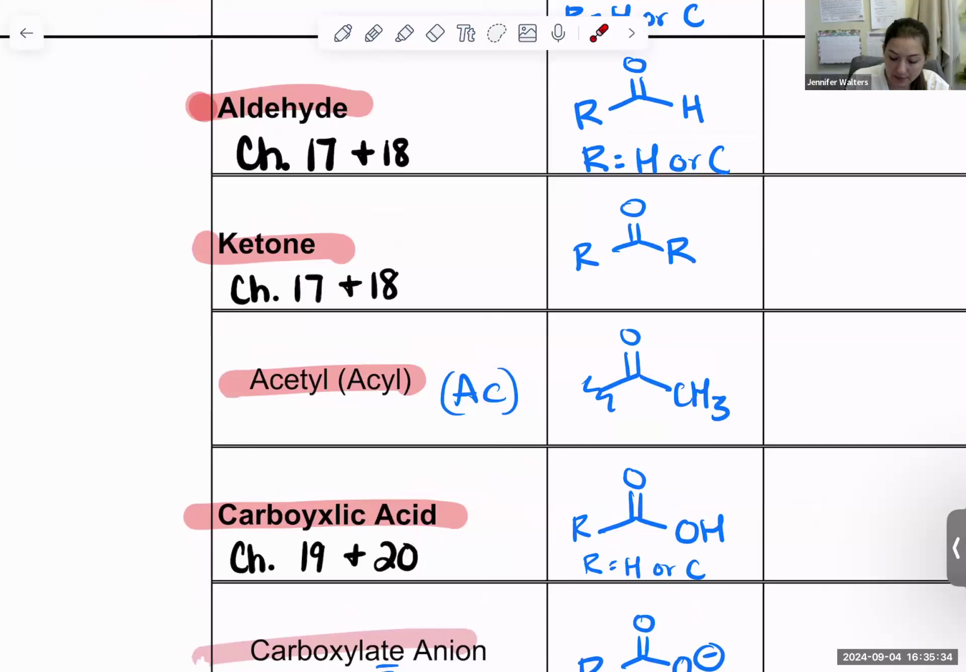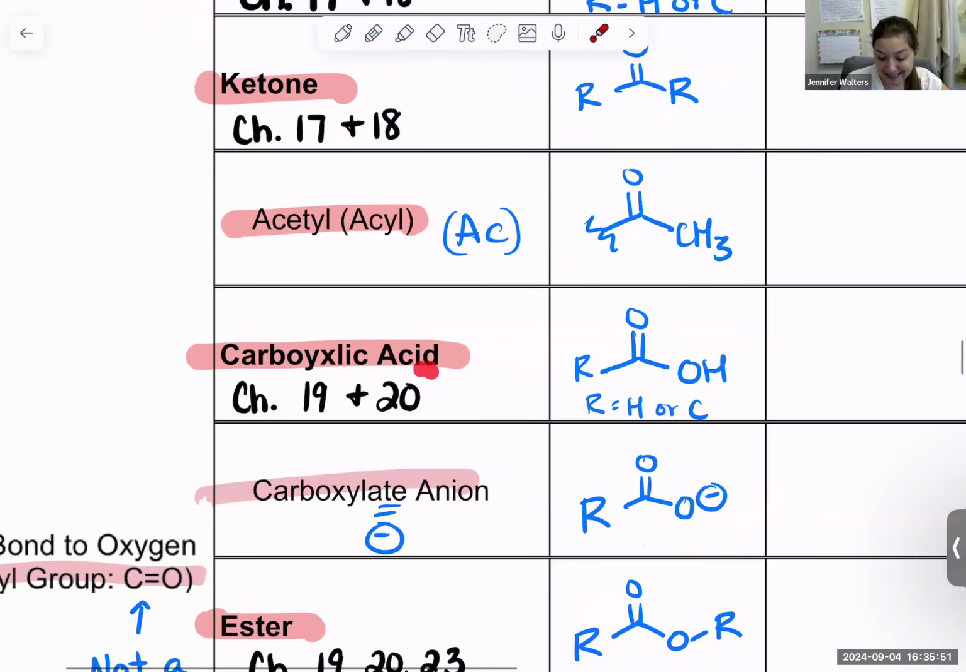A special type of ketone is our acyl group or acetyl group. It gets abbreviated Ac. It is where you specifically have a methyl, a CH3, attached to one side of the carbonyl, and then it can be literally anything on the other side of the carbonyl.